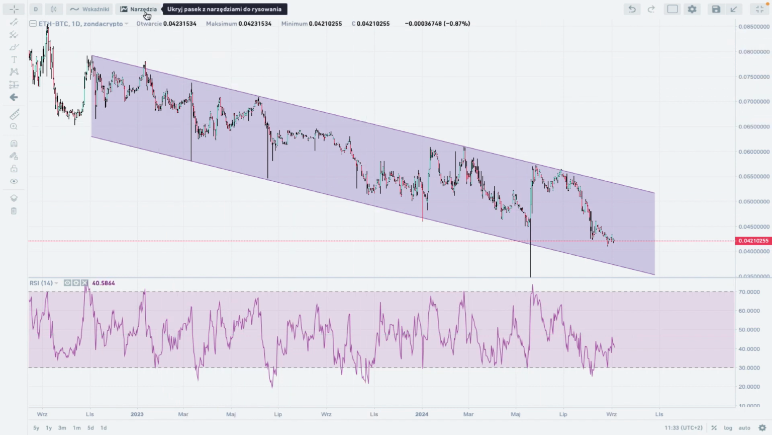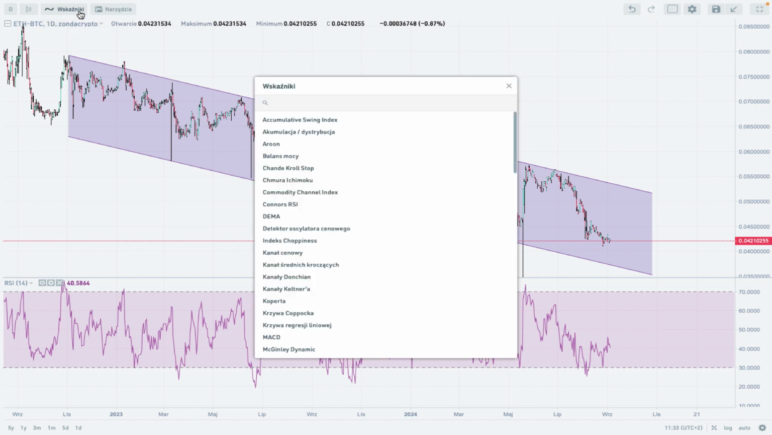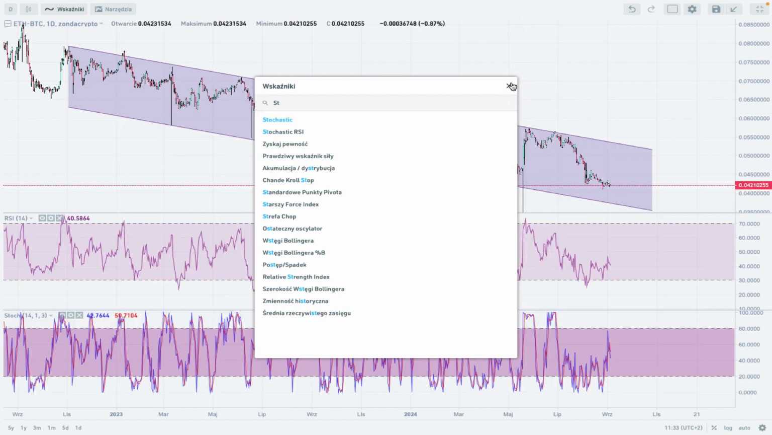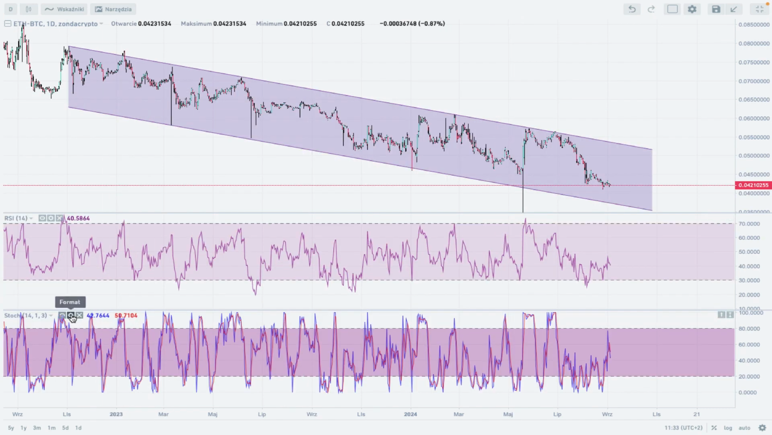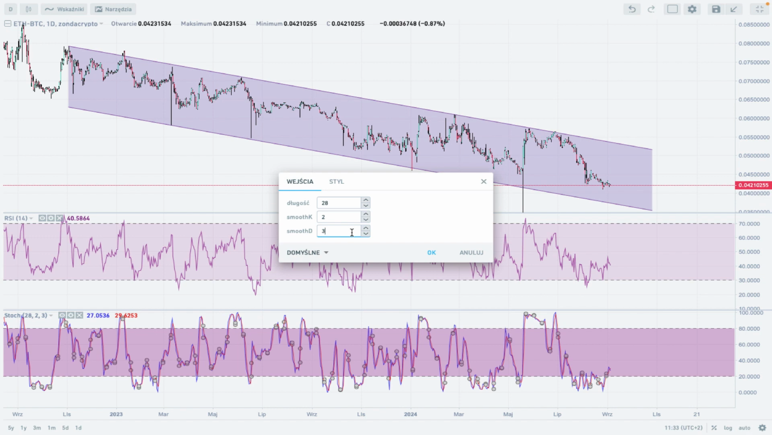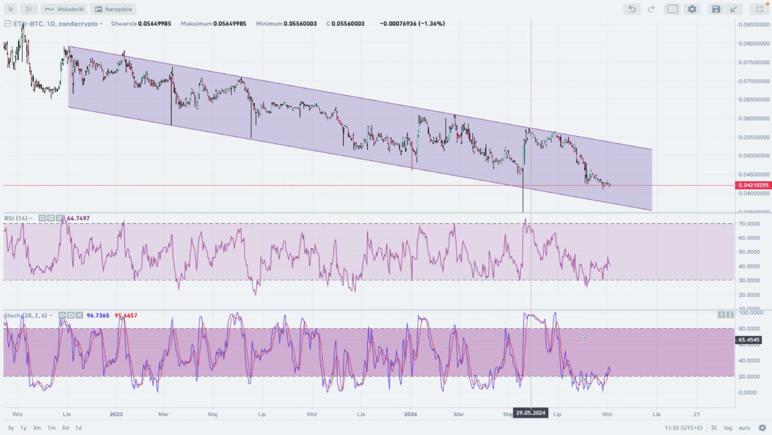What is more here on this channel, maybe we will try the stochastic indicator. We will just take a look at the classical stochastic, but we will make it a little bit longer, like twice longer, at least twice longer. So it will be something like that, and that's okay. So now this looks a little bit better.